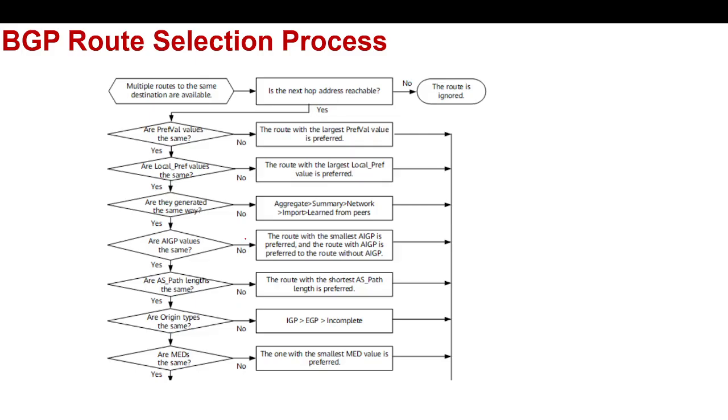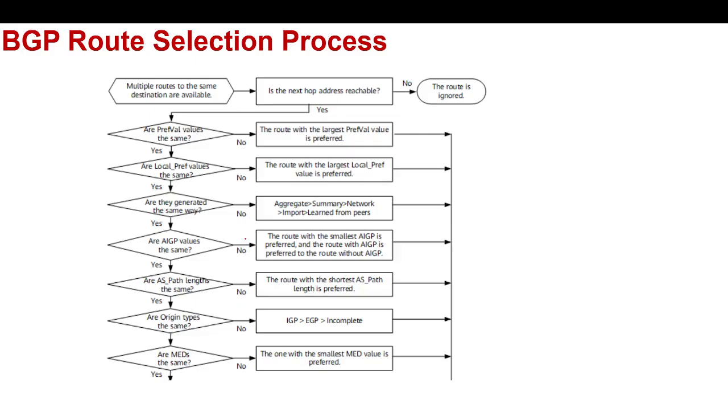So you can see that the first one, it's always looking at the next hop. Is the next hop reachable? Is the next hop reachable from me? If it's not reachable, then I don't need to care about this route. I will just drop it immediately. So the next hop is always the first thing that is checked whenever BGP is selecting the best path.